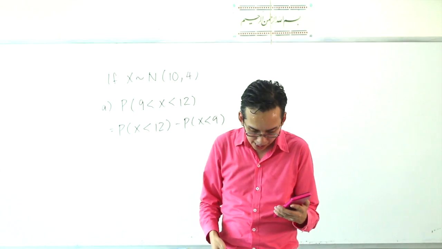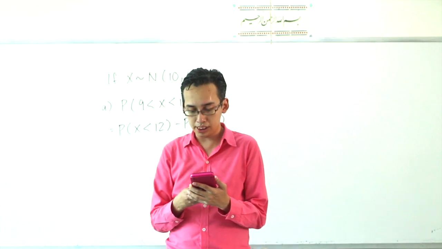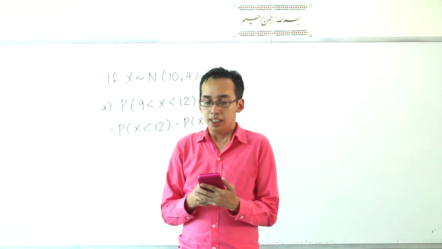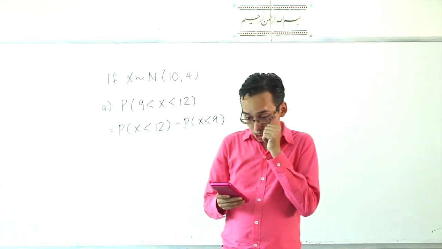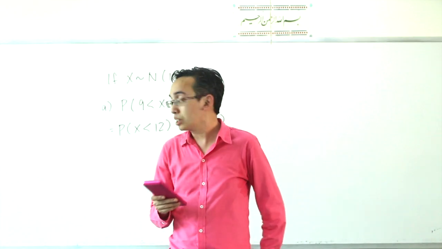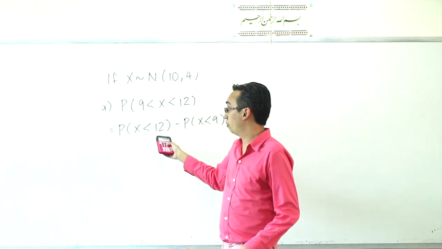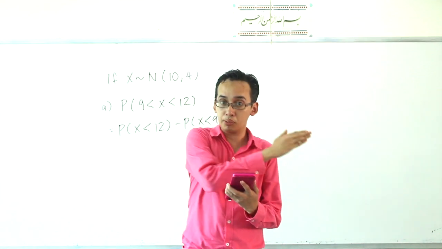First, what you need to do is go to distribution, which is second VARS, and then under normal CDF, which is number 2. For the lower, please do not key in anything. The upper is the one that you will be setting. If you want 12, the upper will be 12, so you want from 12 backwards.